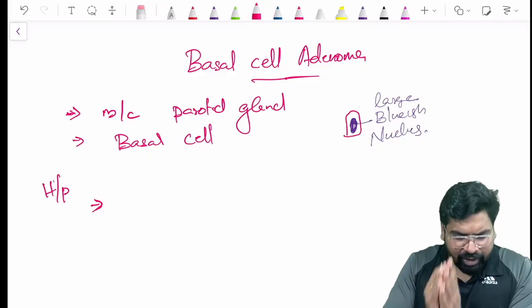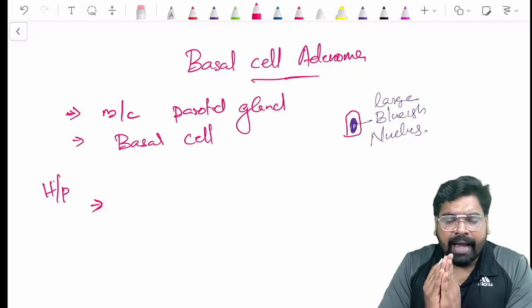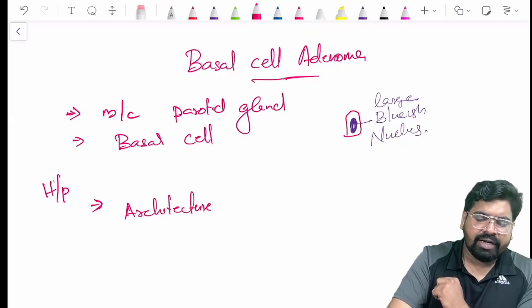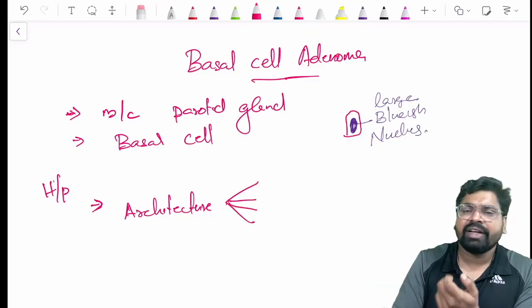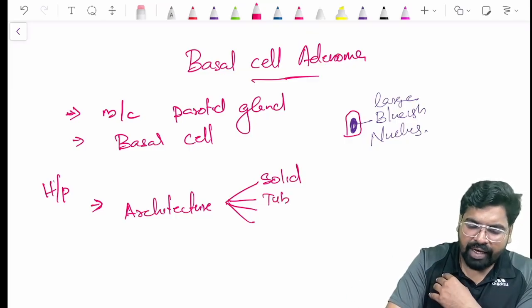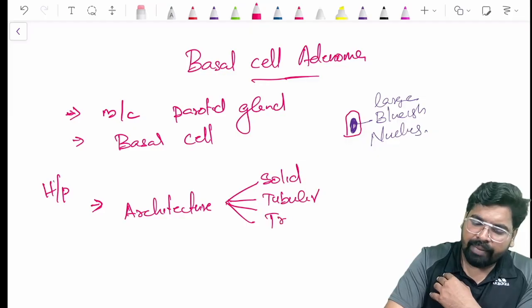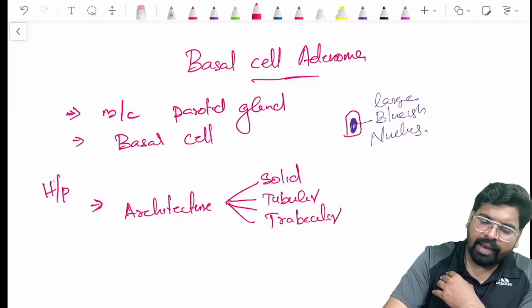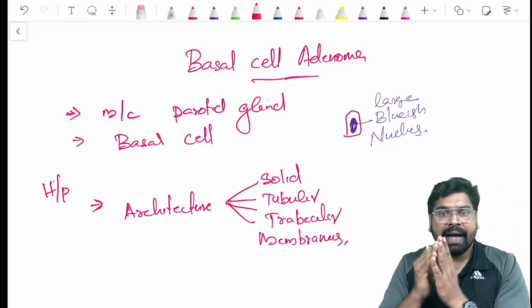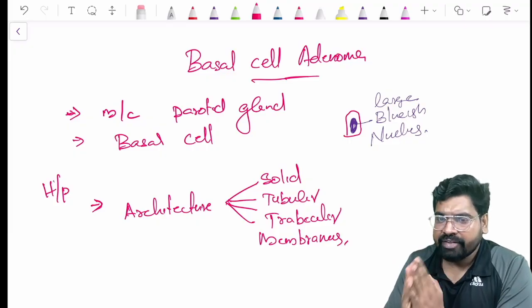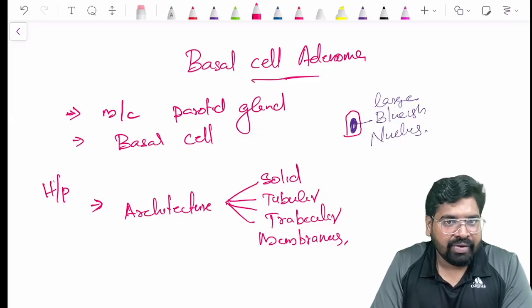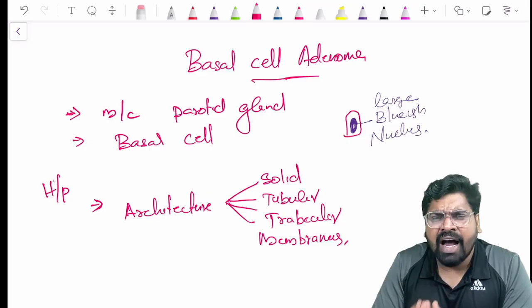Now, in histopathology, there are actually 4 types of architecture. They have 4 types of presentation: solid pattern, tubular pattern, trabecular pattern, and membranous pattern. Please remember the architectural patterns in salivary glands. In the beginning itself, I told you, you should know the cell of origin as well as the architecture: which cell is causing the tumor and how they are arranged.